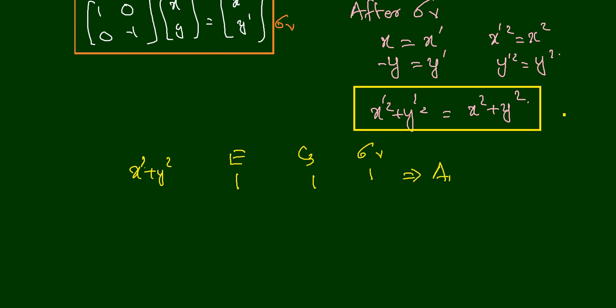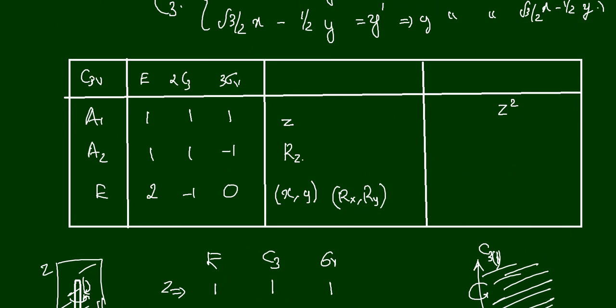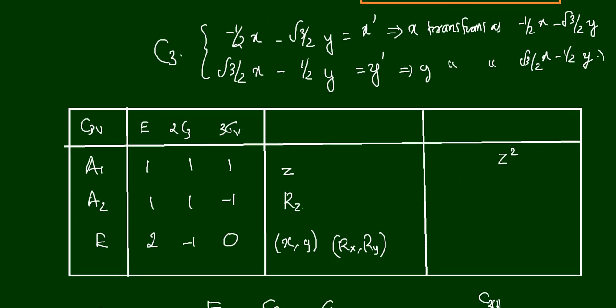So in our multiplication table we have to write A1. In place of A1 we have to write x square plus y square. So we have to write x square plus y square here. Corresponding to A1, z square is already there, that we already found out, and corresponding to A1, x square plus y square is also there.